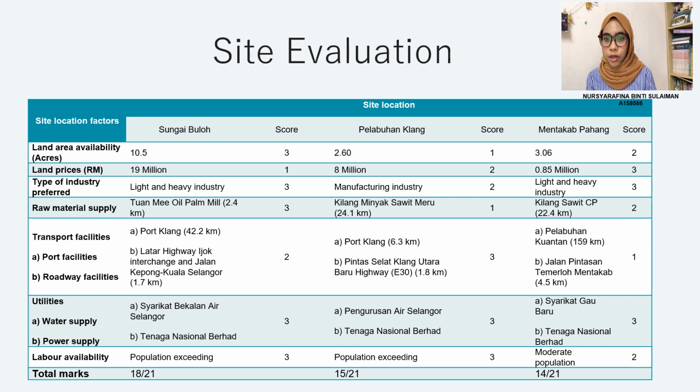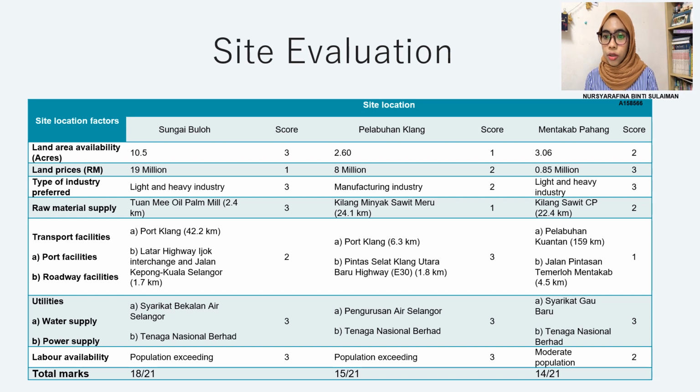My name is Nur Sharafina binti Sulaiman, and today I will be presenting and explaining to you about the plant location and layout for our PHB and biohydrogen production. We have surveyed and made evaluations on the three main locations in order to find the best location for our plant. As you can see in the table form, we have Sungai Buloh, Pelabuhan Klang, and Mentakab Pahang.